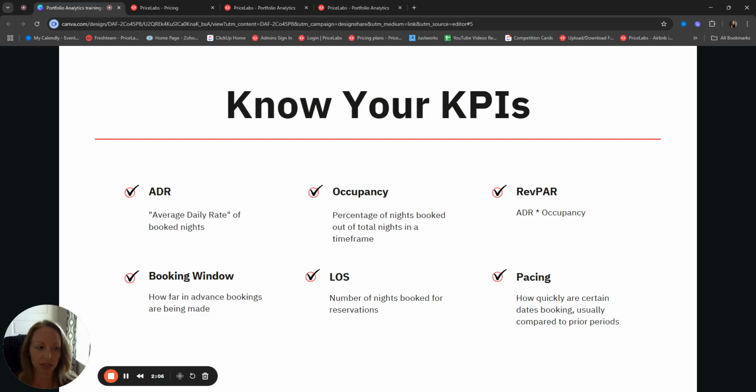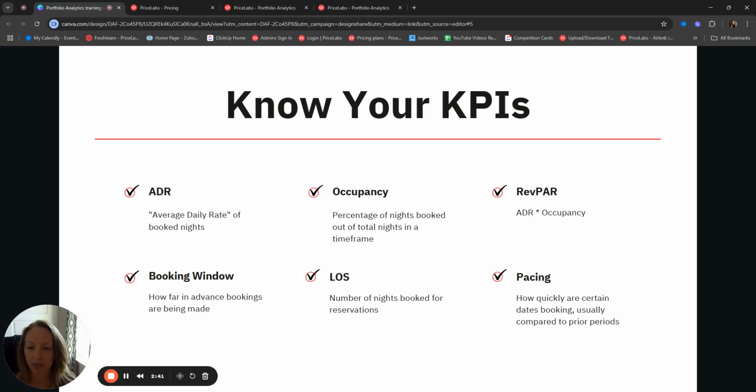Cool. So this is the lesson on KPIs that I mentioned. Definition-wise, ADR. ADR stands for average daily rate, and it is calculated by taking the average of daily rates of your booked nights. So if you are new to the industry, a common misconception is that average daily rate is the average of your listed prices, and that's not the case. It's the average of your booked rates for a given period of time.